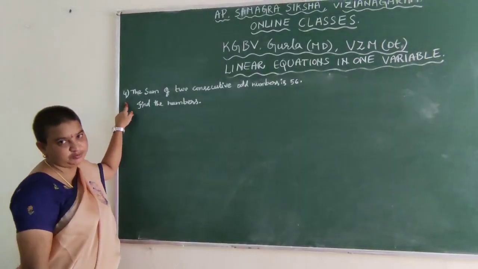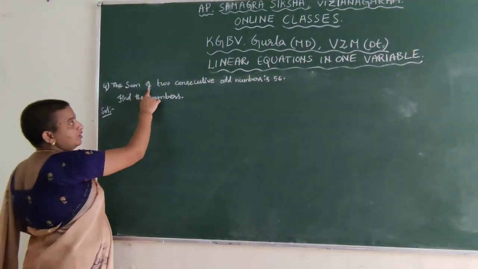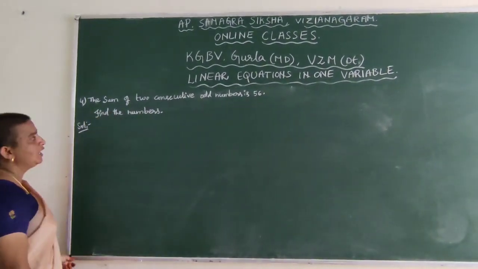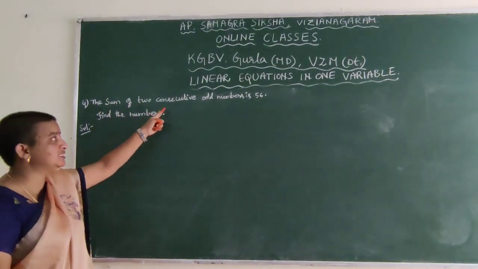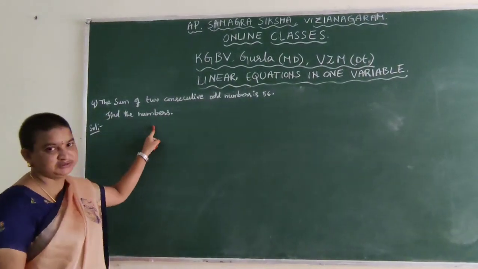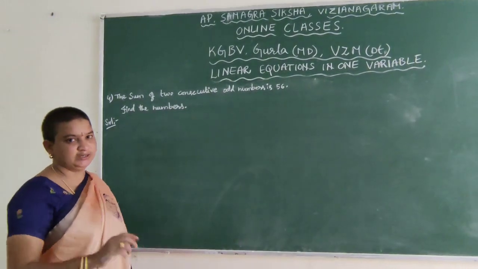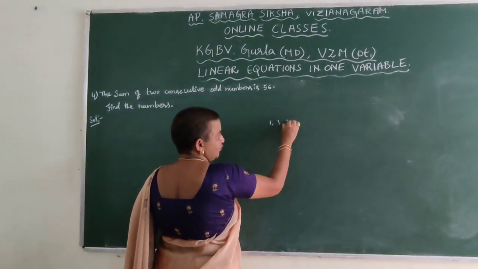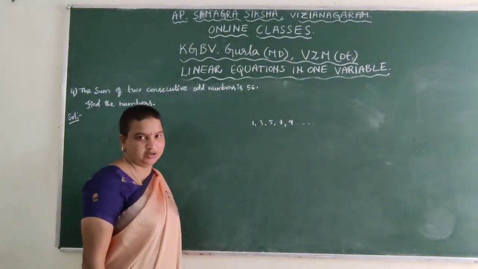Next, the fourth problem. First we have to read the problem. The sum of two consecutive odd numbers is 56. Find the numbers. Okay children, first we have to write the odd numbers. What are the odd numbers? 1, 3, 5, 7, 9, etc. These are the odd numbers.